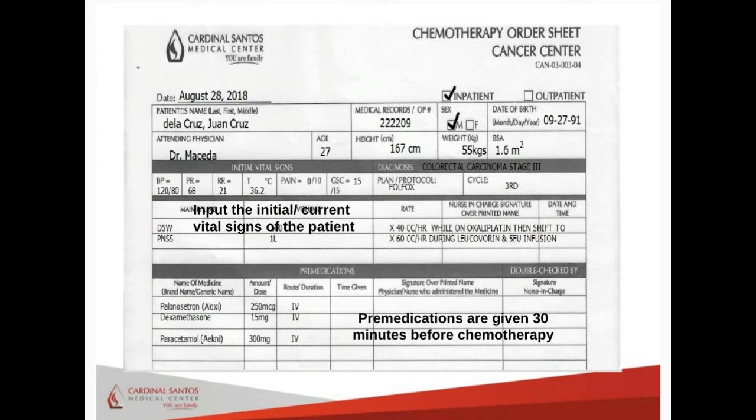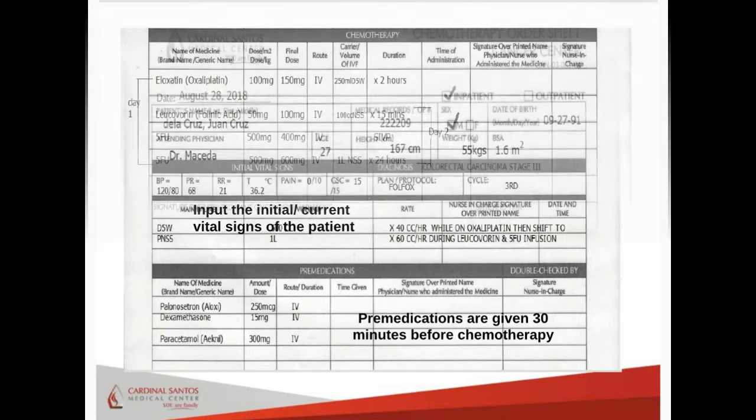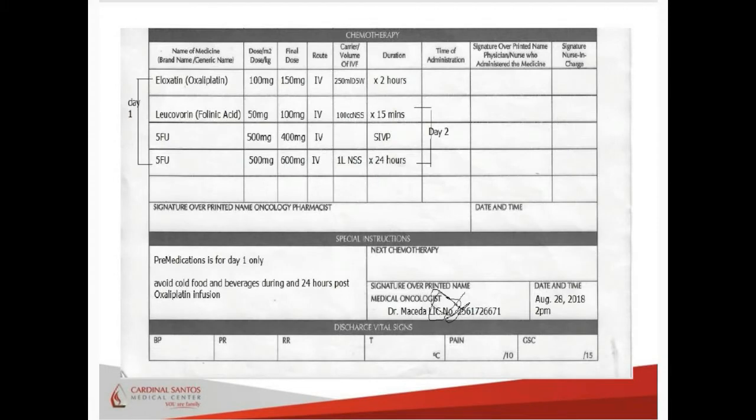Below that is the pre-medication section. Under pre-medications, the name of the medicine should be written together with the amount or dose and route. Remember that pre-medications for chemotherapy are given 30 minutes before chemotherapy infusion to reduce the incidence and severity of infusion-related reactions.